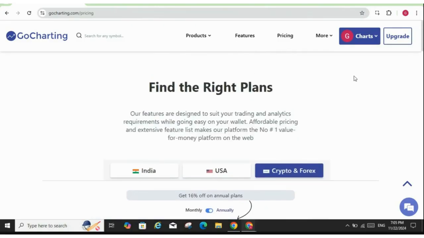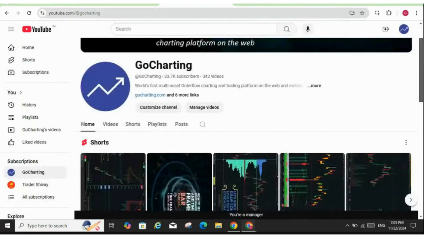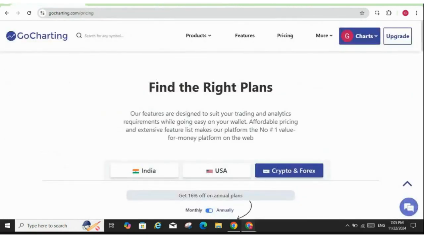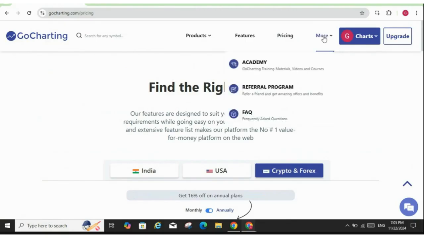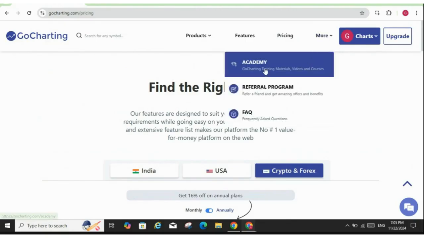Now, I would like to tell you the learning path. If you are new, you definitely want a quick learning path to Go Charting so that you don't waste much time. First of all, a few people are interested in documentation. If you go to the Academy section.